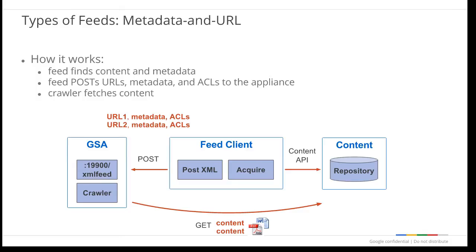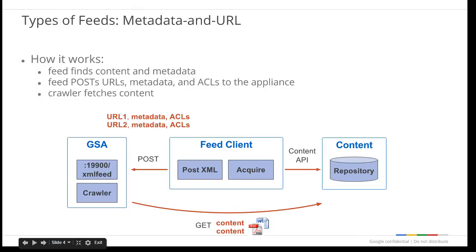Your feed client will read metadata from your content repository, then build an XML file containing the URLs and their respective metadata. That file will then be sent from your feed client using an HTTP POST request to TCP port 19900, or port 19902 for HTTPS, to the URL pattern XML feed. The GSA will then process the XML.